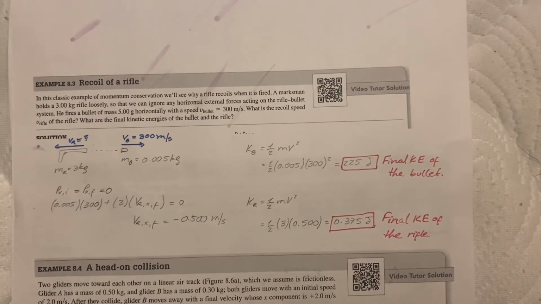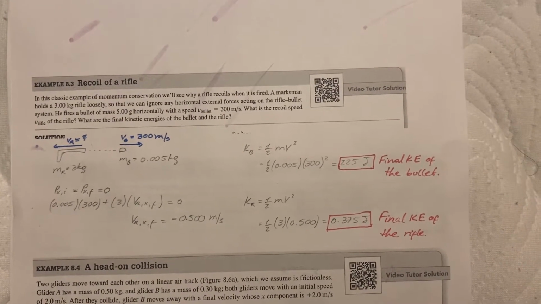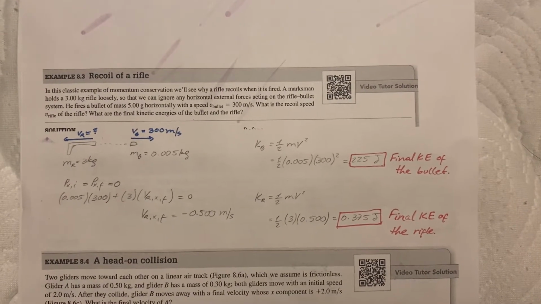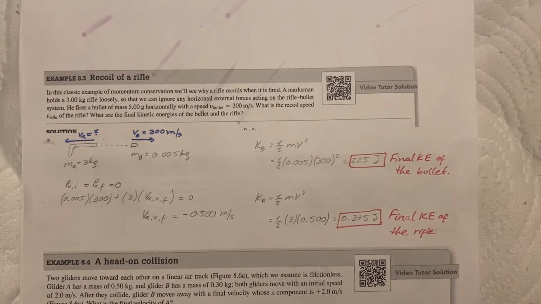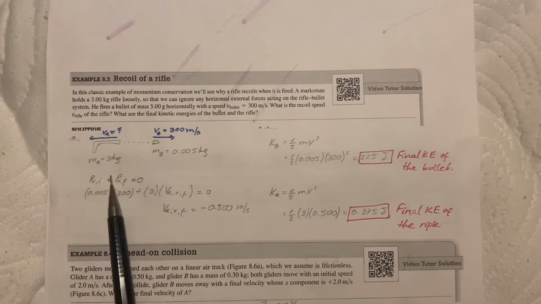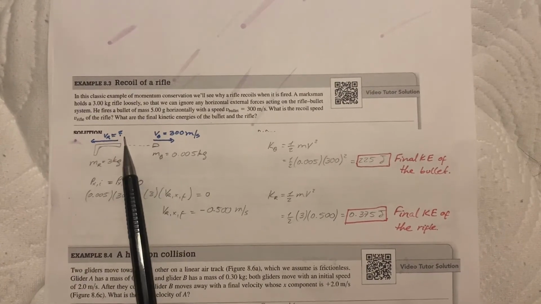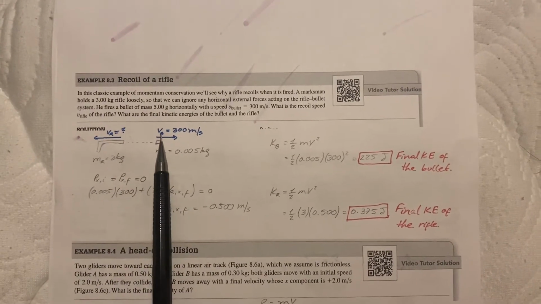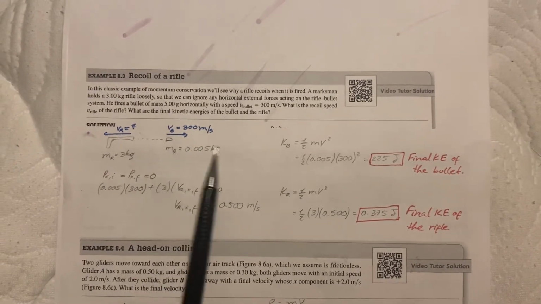He fires a bullet of mass 5 grams horizontally with a speed of 300 meters per second, and they're asking us to find the recoil speed of the rifle and the final kinetic energy of the bullet and the rifle. So I did this free body diagram. Here is the rifle, where we need to find the velocity of the rifle, the mass of the rifle, and here is the bullet, the velocity of the bullet, and the mass of the bullet.